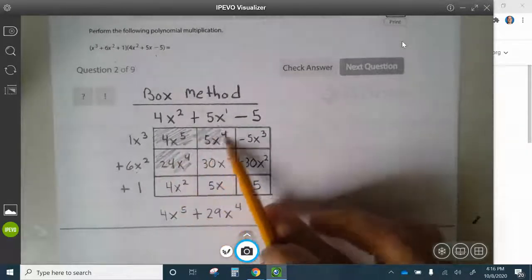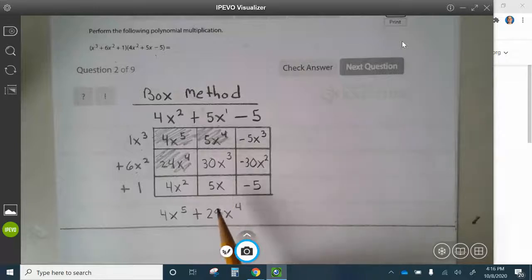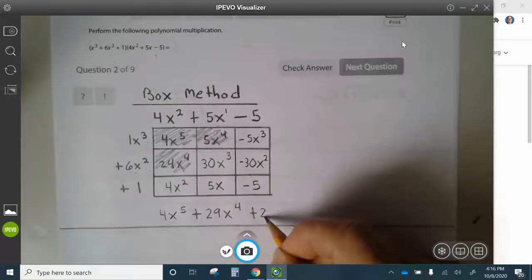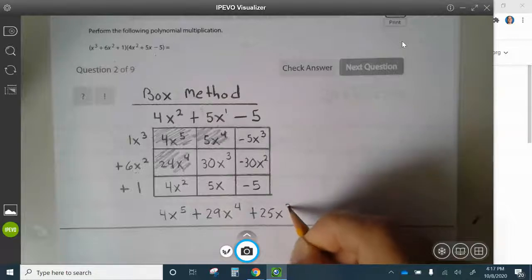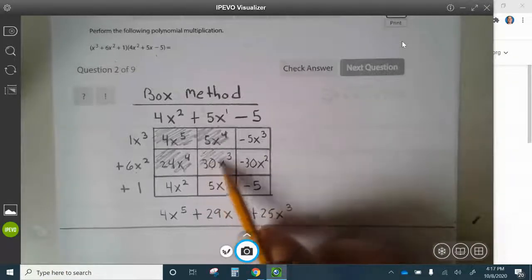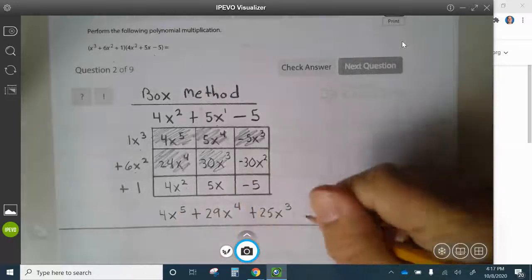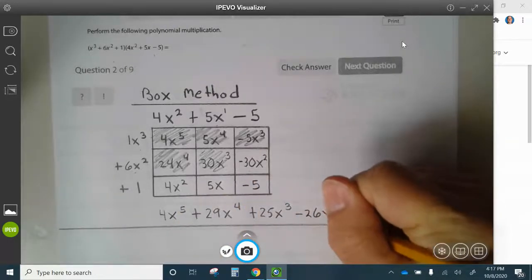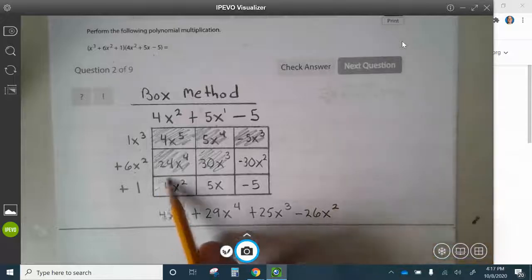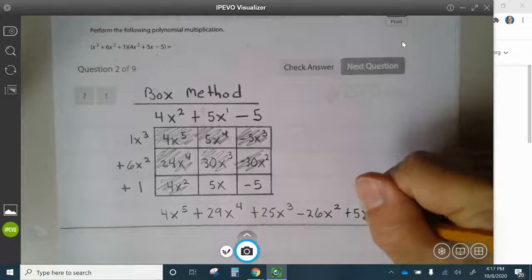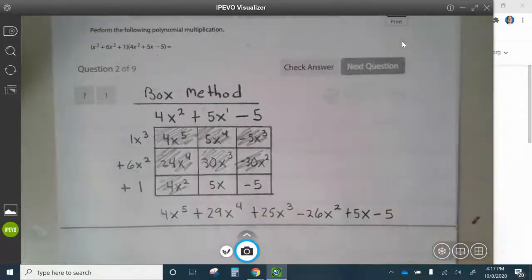Now, be careful. I almost made a mistake in my example. This is a 2 and these are 3, so you can't combine this with these. So 30x cubed minus 5x cubed is plus 25x cubed. So we're done with these. Now, 4x squared and negative 30x squared is negative 26x squared. And then plus 5x minus 5. Okay, hopefully that helps you answer question number 2.